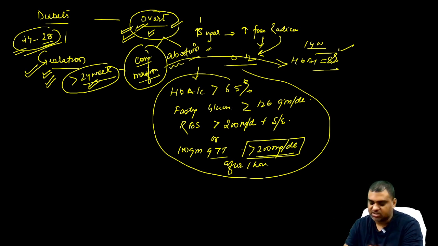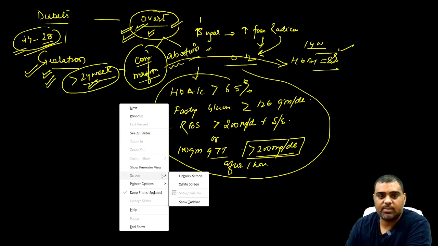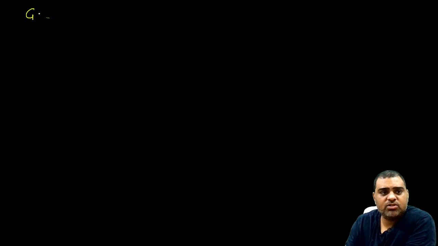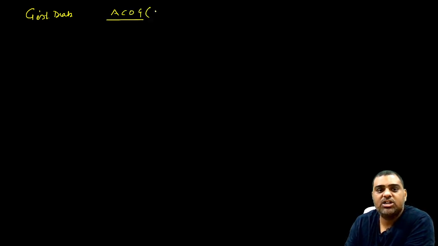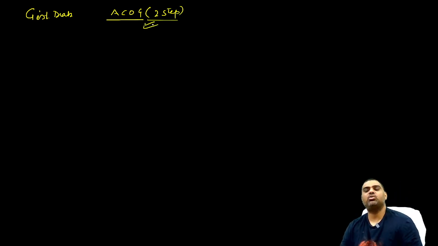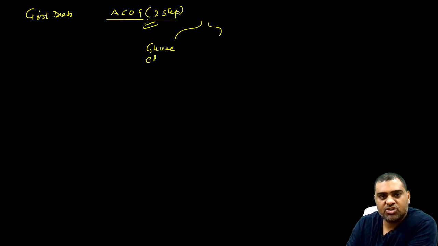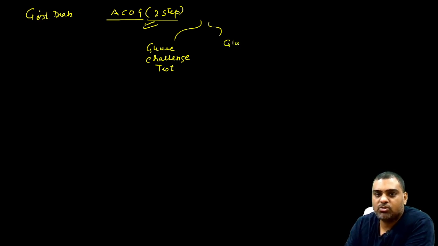Now, how to diagnose gestational diabetes? This is very important. For diagnosis of gestational diabetes, one is the guideline given by the American College of Gynecology. That is a two-step process. I am telling you just for the NEET purpose, because in India you cannot go for a two-step process. What is the two-step? First step is known as the glucose challenge test, and the second test is the glucose tolerance test.